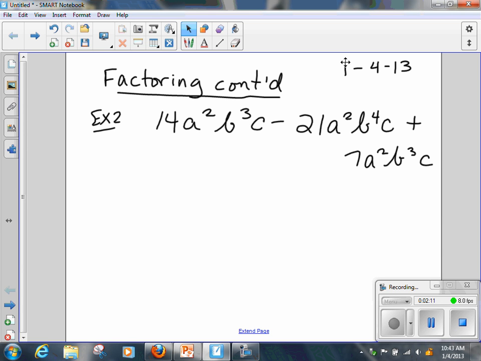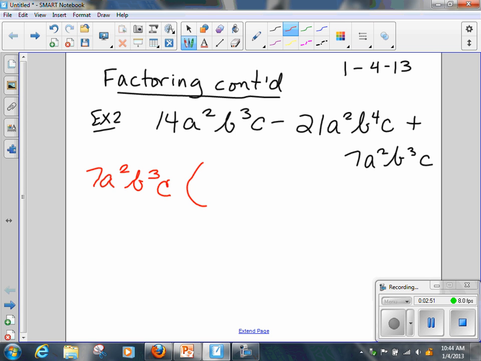Look at it real carefully. Look at the variables real carefully. Don't be afraid to speak up. Nobody sees. All right, so are we just going to factor out a GCF? Is there a GCF to factor out? Yeah, what is it? 7a squared b cubed c.